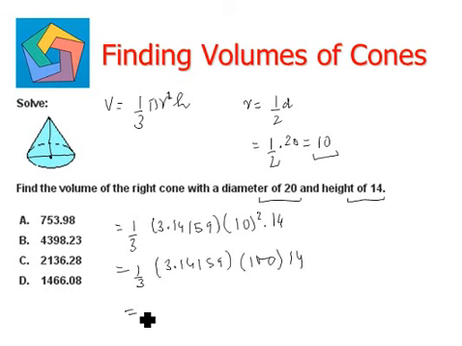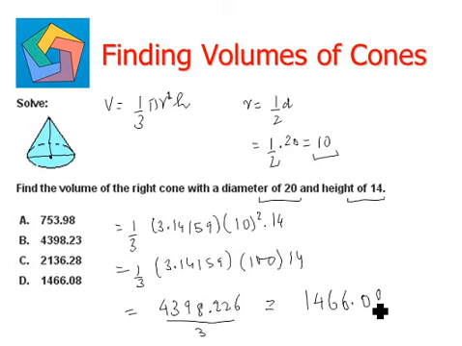So when we multiply 3.14159 times 100, times 14, we get 4398.226 divided by 3, and when we divide this we get the answer as 1466.08, which can be seen in option D.